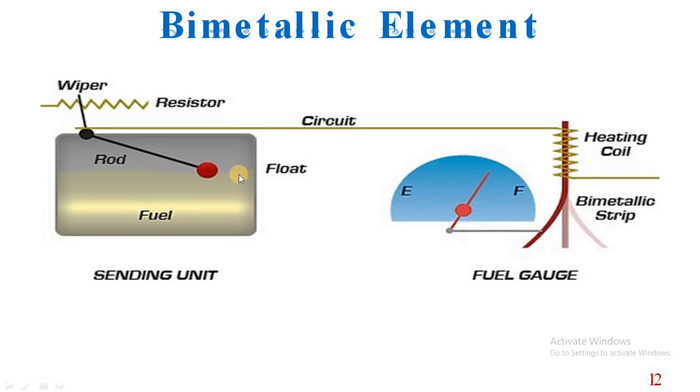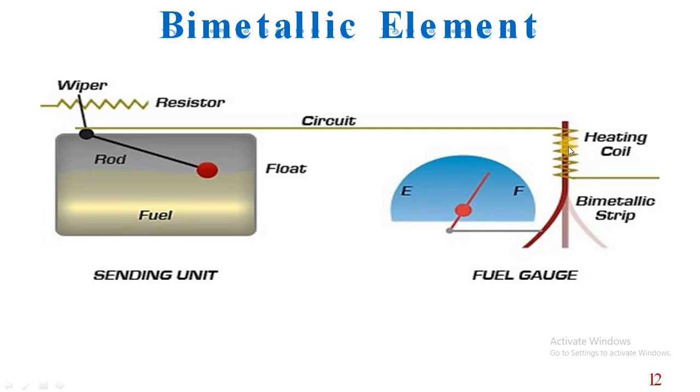On the other hand, if we consider that the fuel level is very less, then due to the decrease in fuel level, this float will go downwards, then this wiper will move towards the right, and as a result there will be some resistance in the current. So when the current flows through this part, there will be some resistance, and as a result less current will flow to this bimetallic strip.